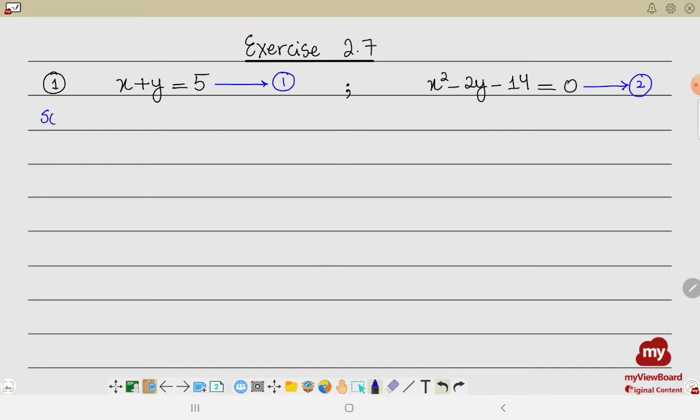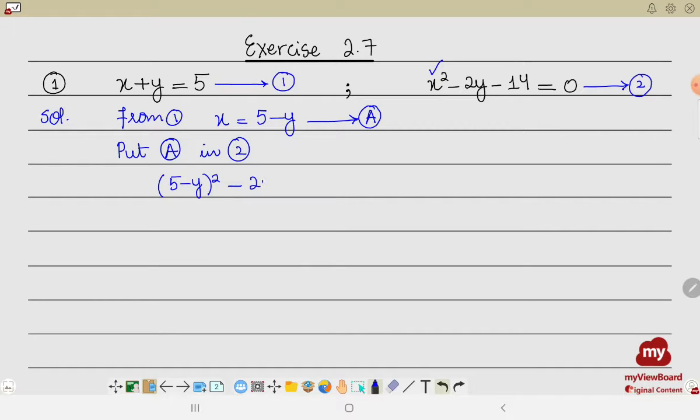Now from the first equation, we are going to find out the value of x, and we'll give this equation another name, let it be capital A. Now we'll insert this value of x in equation number 2. We can easily write it as: put A in 2. So instead of x, we are going to insert this value, and that will be (5 minus y) whole square minus 2y minus 14 is equal to 0.